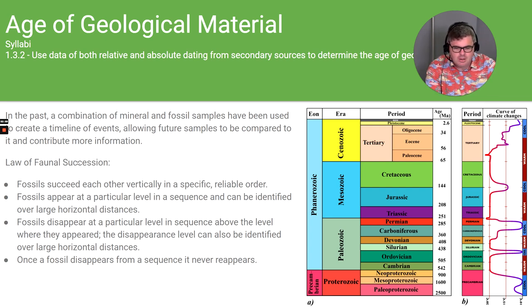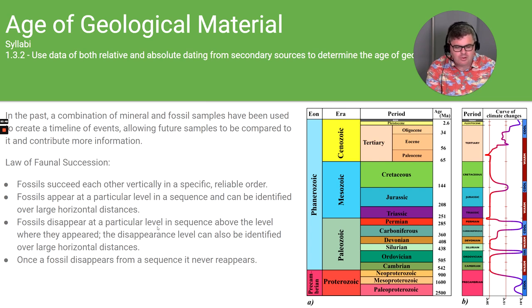All right. Now, we also have what's known as the law of faunal succession. Fossils succeed each other vertically in a specific, reliable order, very similar to the law of superposition. Fossils appear at a particular level in a sequence and can be identified over large horizontal distances. So, if I dug down 20 meters and found a particular shaped skull, then went 100 km that way, dug down 20 meters, and found another similarly shaped skull and they're identical, I'm going to assume they're the same species, because they're found in the same geological time period and they're the same shape.